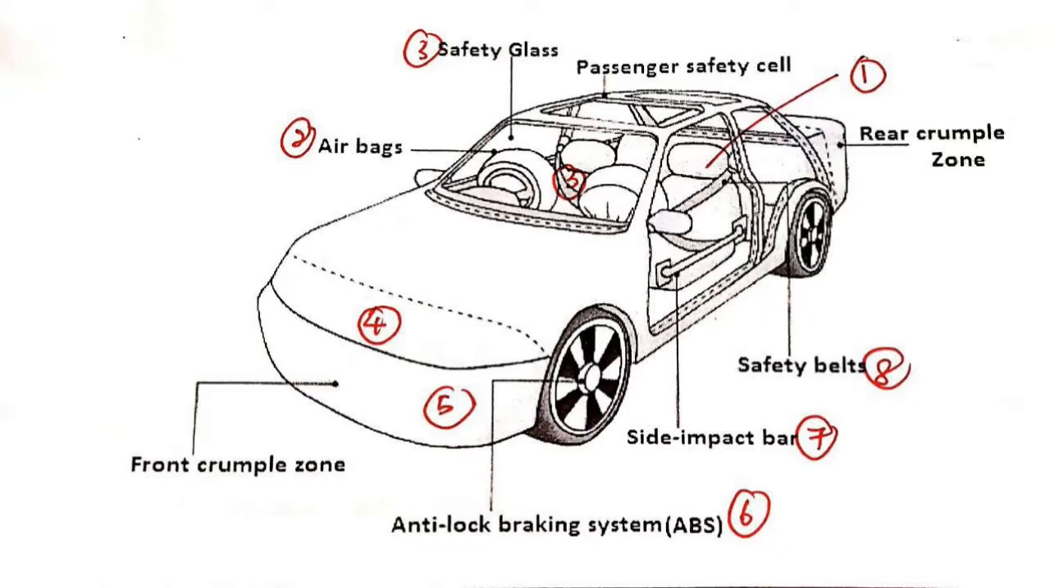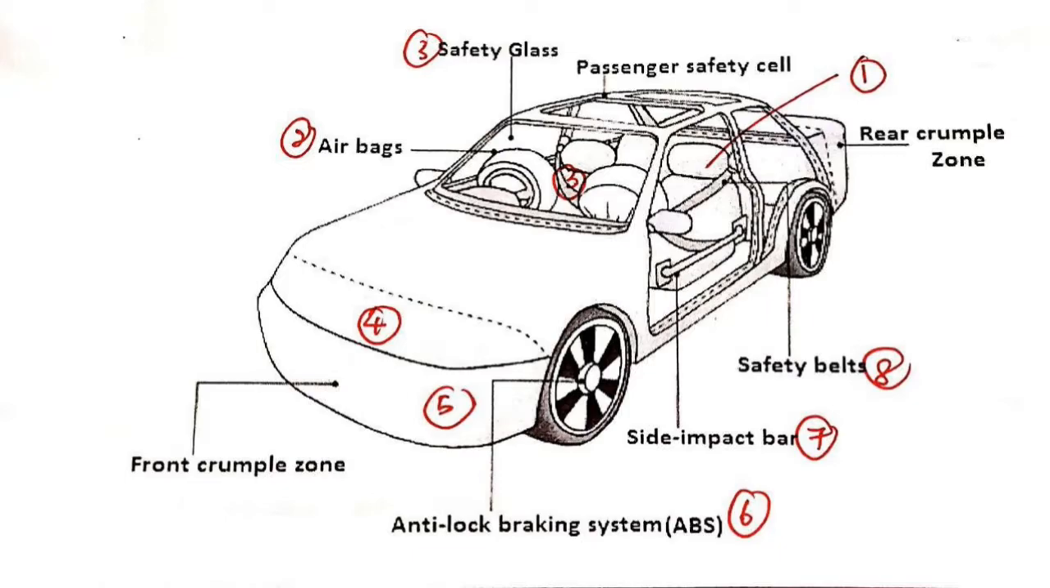Now you see the explanation. The strong steel structure is to prevent collapse of the front and also back of the car into the passenger compartment. That means your car is surrounded by this steel. Outside, although it crumples, inside you have steel. What's the function? They want to protect the passenger and also the driver.